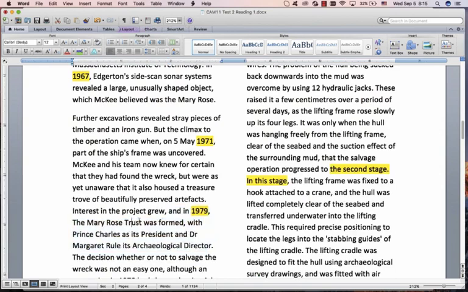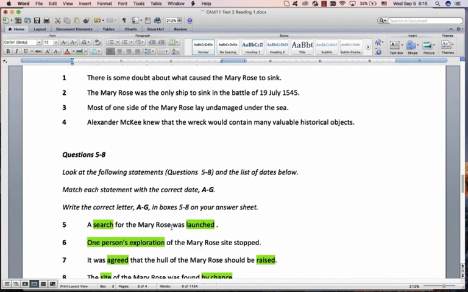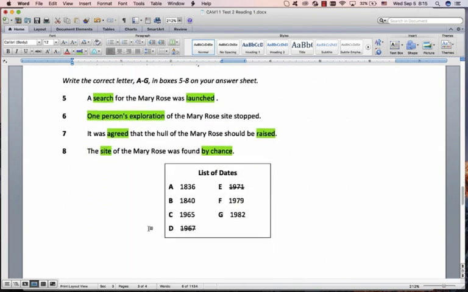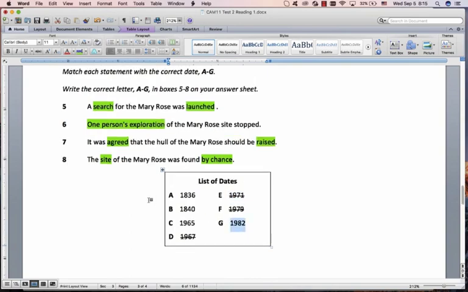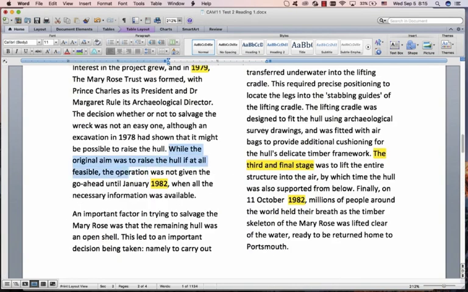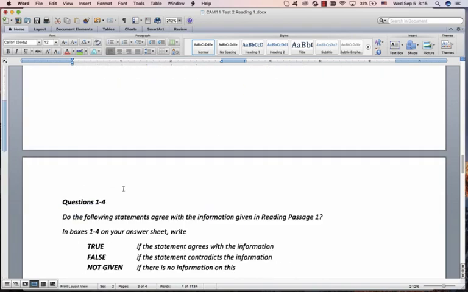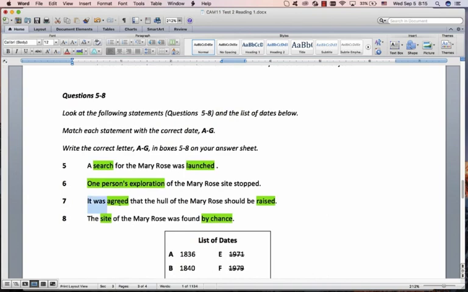79, okay, nothing. In 79 they formed this trust, and I don't see anything there about forming a trust, so I feel quite good that it's not 79. And in 82 was to raise the hull given the go-ahead when the information was available. So this operation was given the go-ahead. It means started, given permission to start. And that was given the go-ahead. It was agreed that the operation should go ahead.